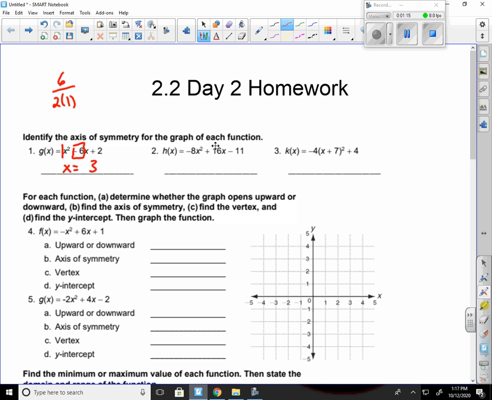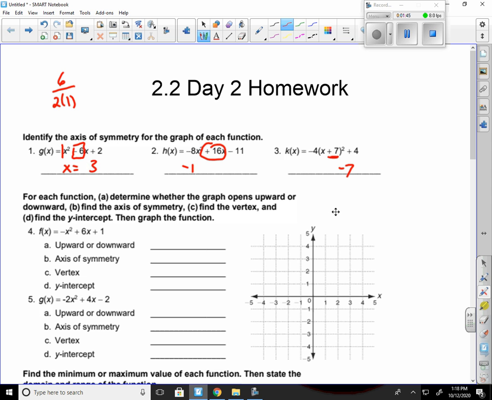Same thing here, negative b, that's the positive 16, over 2 times negative 8. That's negative 16. 16 over negative 16 is negative 1. Number 3, now it changes its format. This is in vertex form. So if I'm looking for my axis of symmetry, it is just the opposite of this. That's going to give me an axis of symmetry of negative 7.